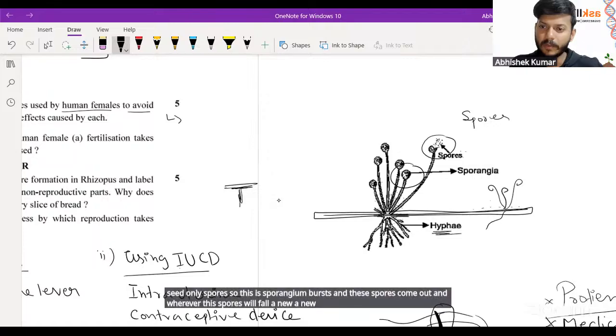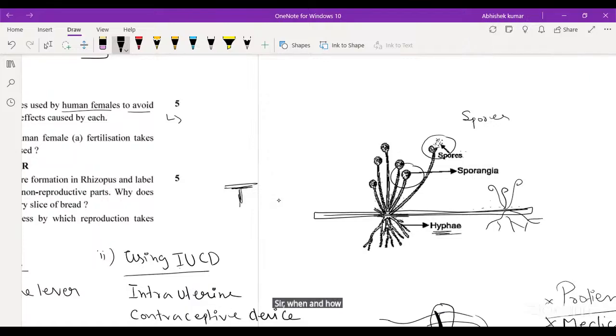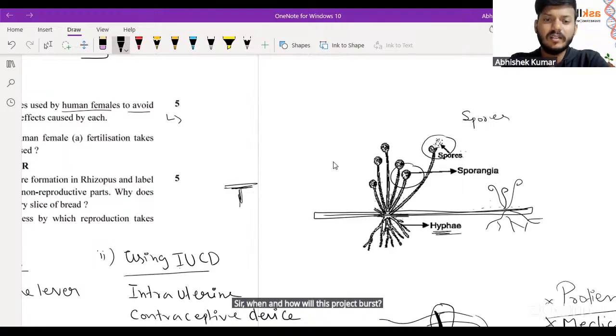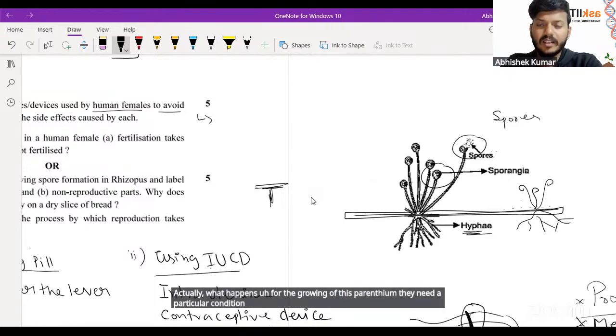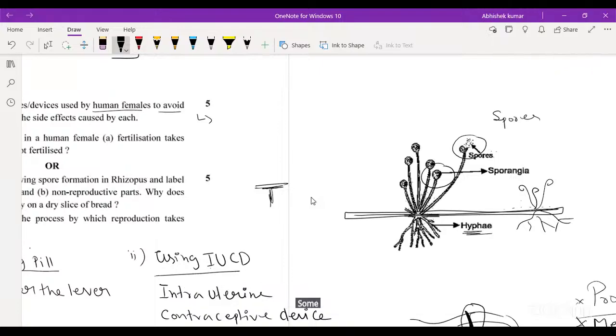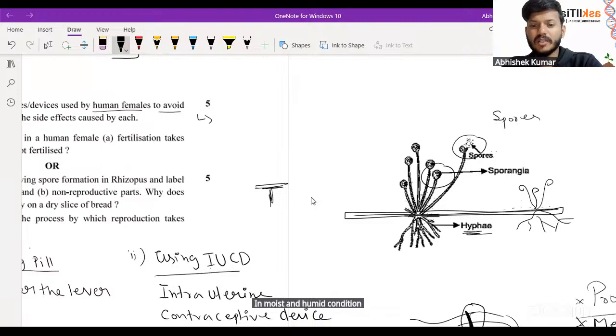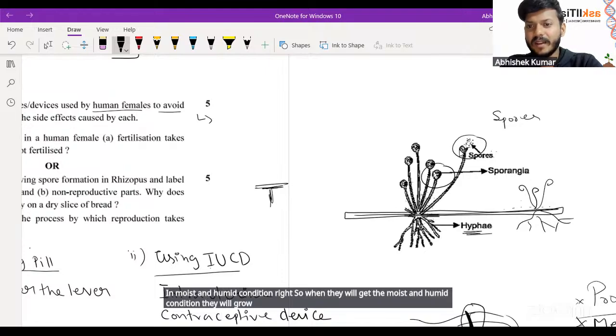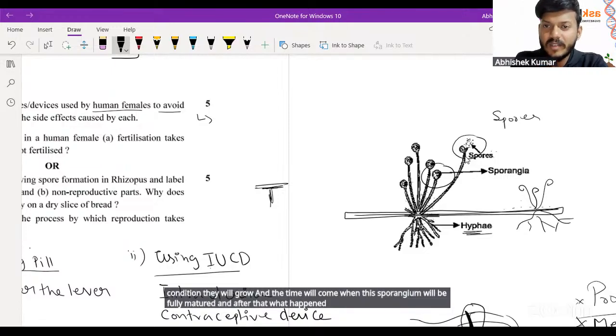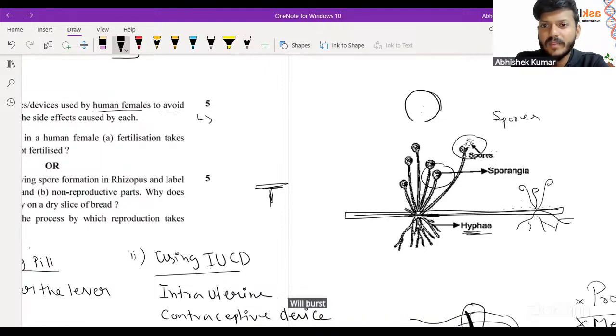bread mold will grow. Sir, when and how will the sporangia burst? Actually, for the growing of this sporangium, they need a particular condition. Like in which condition will a fungus grow? A moist surface, moist and humid condition, right? So when they get the moist and humid condition, they will grow. And the time will come when this sporangium will be fully matured. And after that, the layer of this sporangium will burst. So from there, the spores will come out after the full maturation of the sporangium.